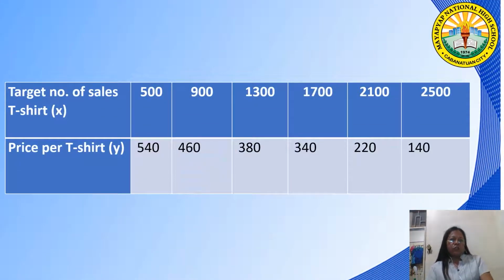Okay, so let's put the computed value for price per t-shirt in the table and you observe. So what is the relation of X to Y? Good. As the number of sales t-shirt increases, the price per t-shirt decreases.